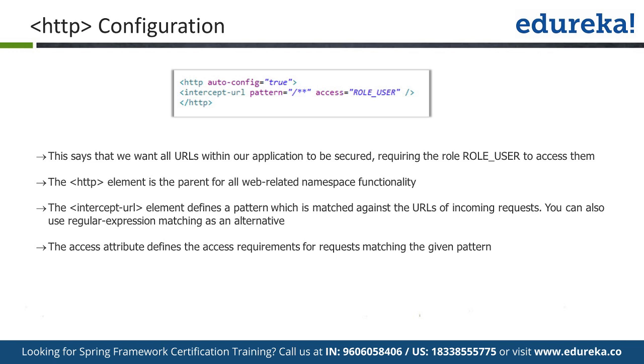The intercept-url element defines a pattern which is matched against the URLs of incoming requests. You can also use regular expression matching as an alternative, like star, dot star, these kinds of things you can use in your pattern. Here the access attribute defines the access requirements for requests. For example, ROLE_USER, ROLE_ADMIN, or some keyword like permitAll, denyAll, these kinds of things.